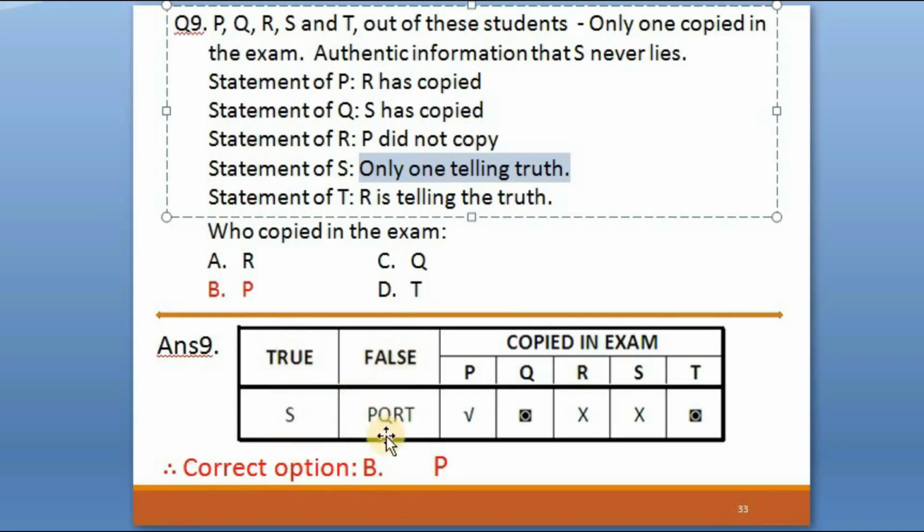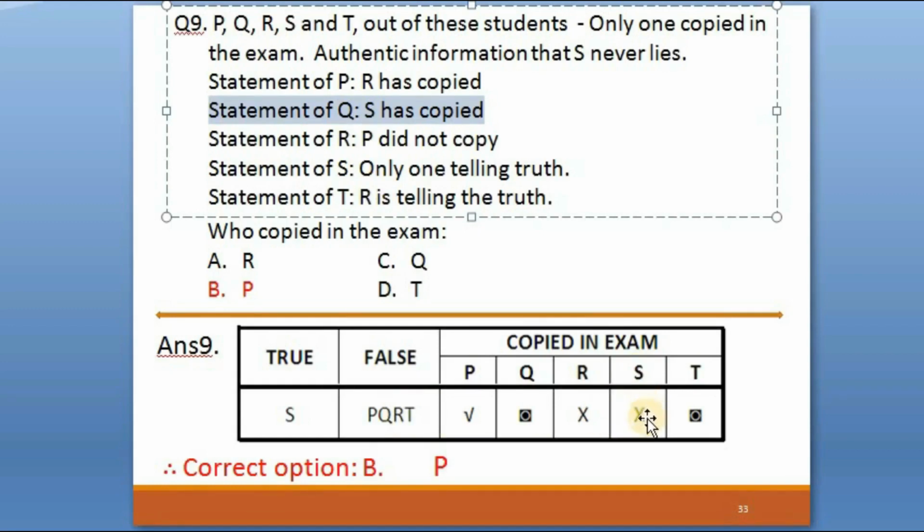Now let's test the statement of each one. Statement of P says R has copied, but since P is lying, R has not copied. So we will mark it as a cross. Statement of Q: S has copied. So again, the statement of Q is false, so S has not copied, right? So we will mark S as a cross.